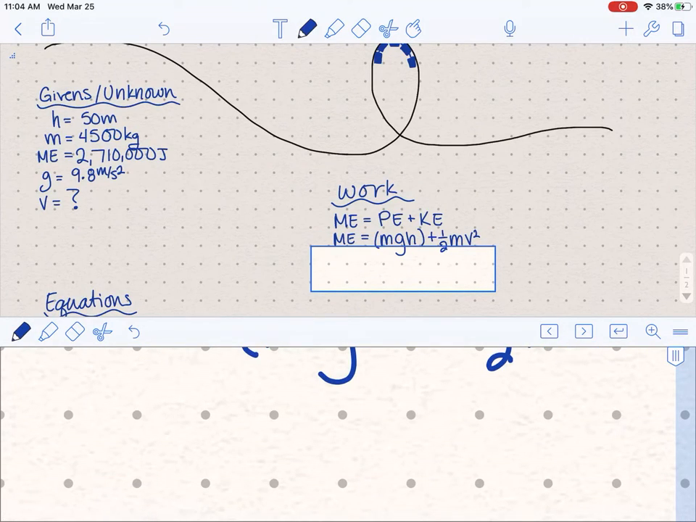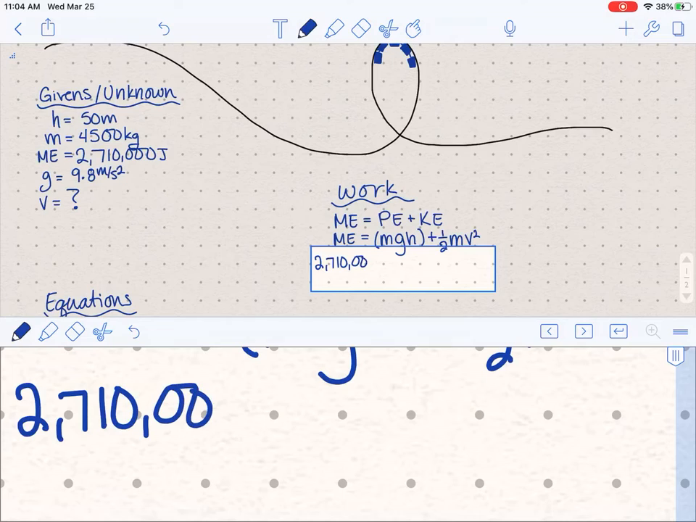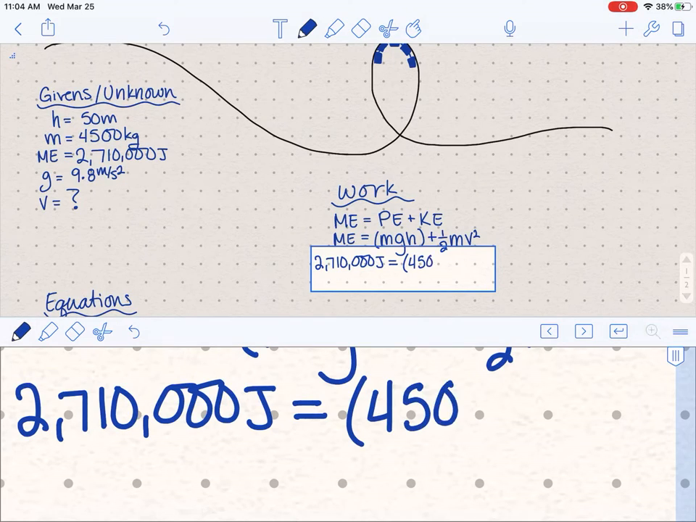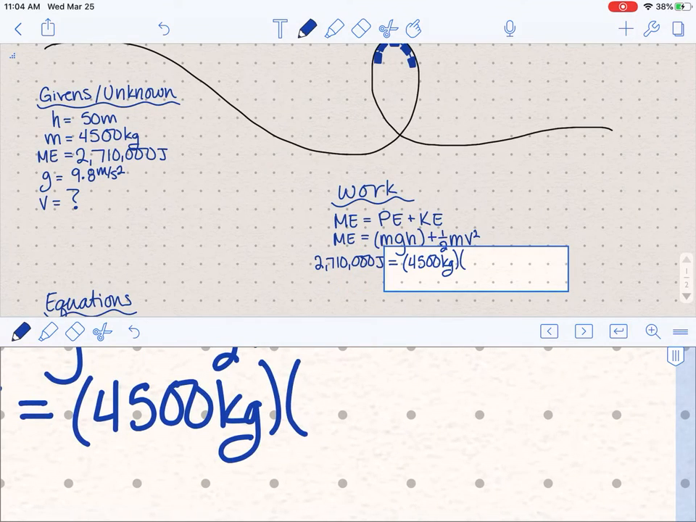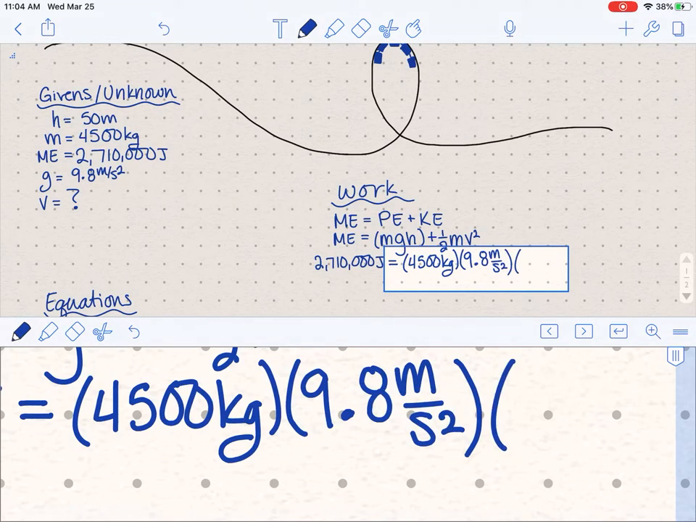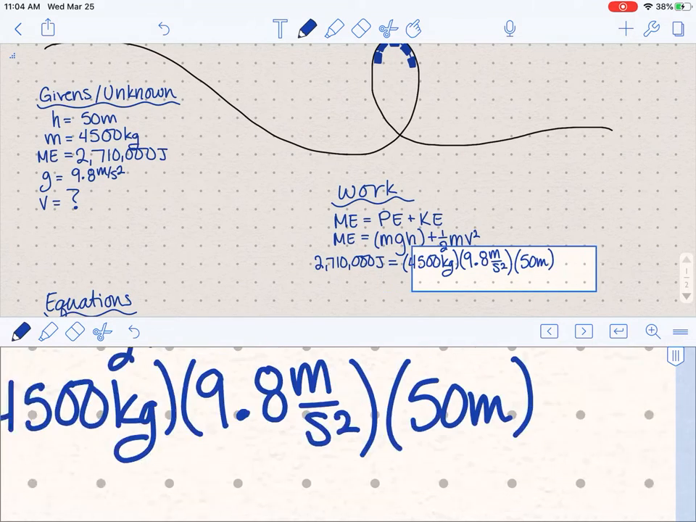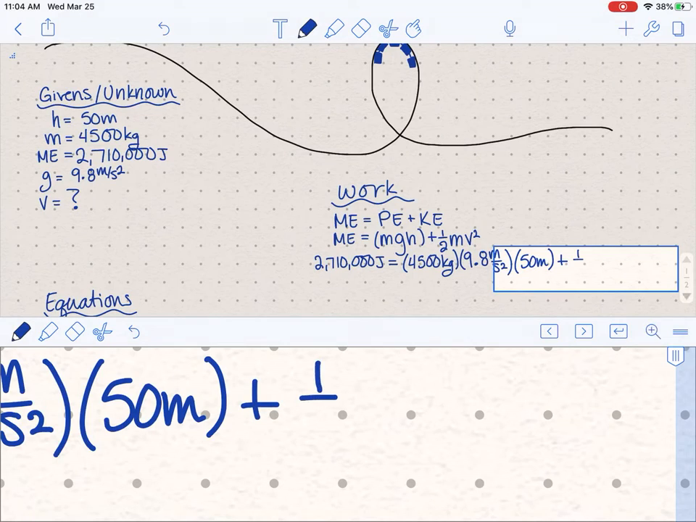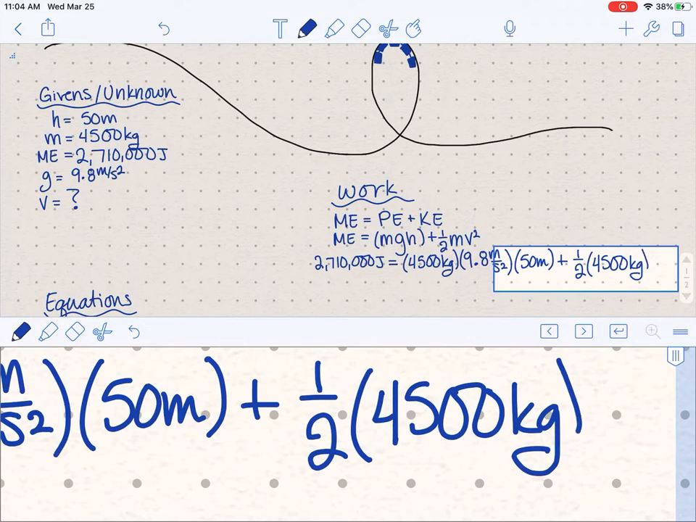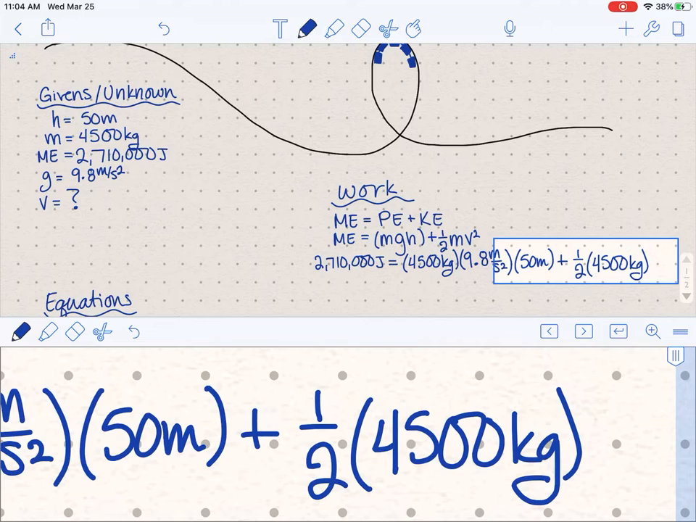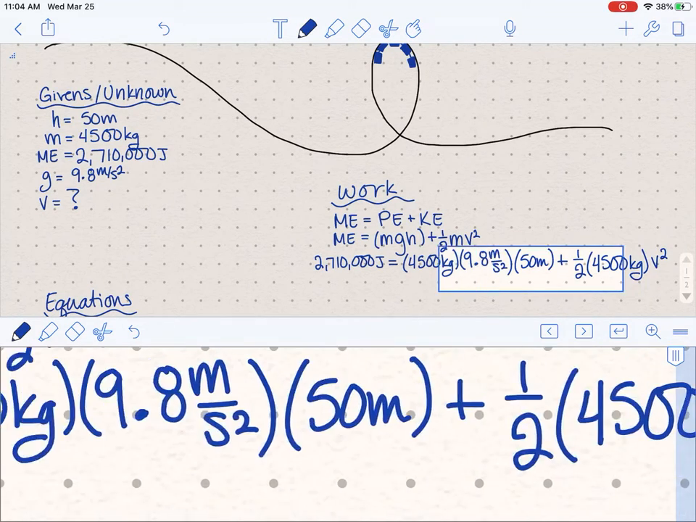So instead of mechanical energy, now I'm going to put in the total mechanical energy of my roller coaster car. And I know that that is 2,710,000 joules. Now instead of mass, I know that this car has a mass of 4,500 kilograms when it is fully loaded. I know that the acceleration due to gravity, g, over in my givens and unknowns, is 9.8 meters per second squared. And I know that this loop is 50 meters tall. That's my potential energy. I can go ahead and calculate that. Then the 1/2 is going to stay in there because it is a constant. Again, I know the mass of my roller coaster car is 4,500 kilograms. And I am looking for that velocity.